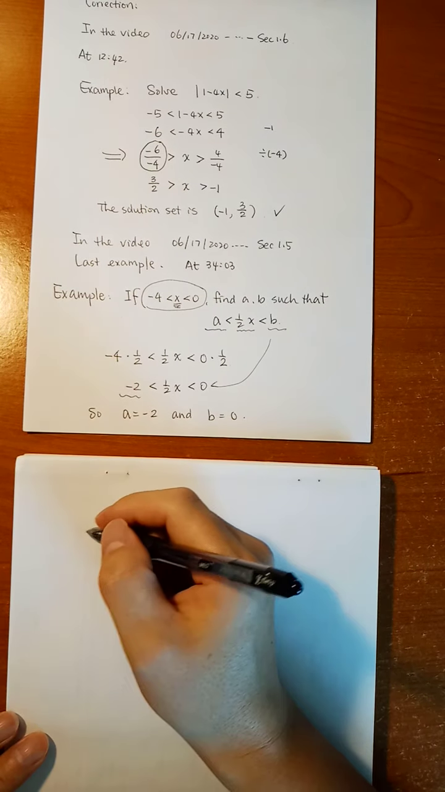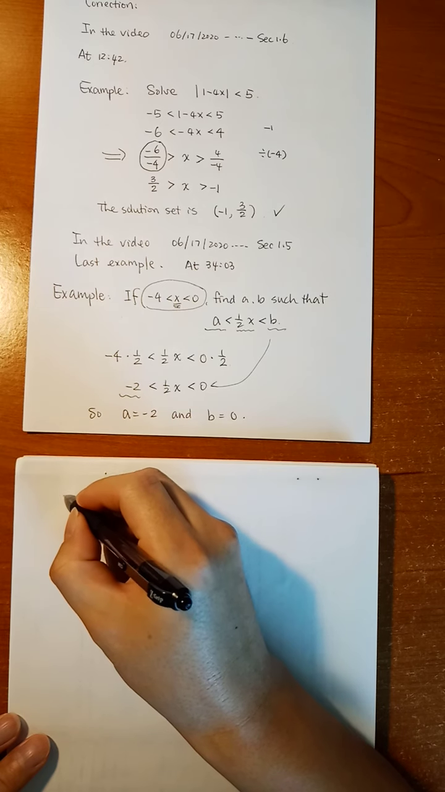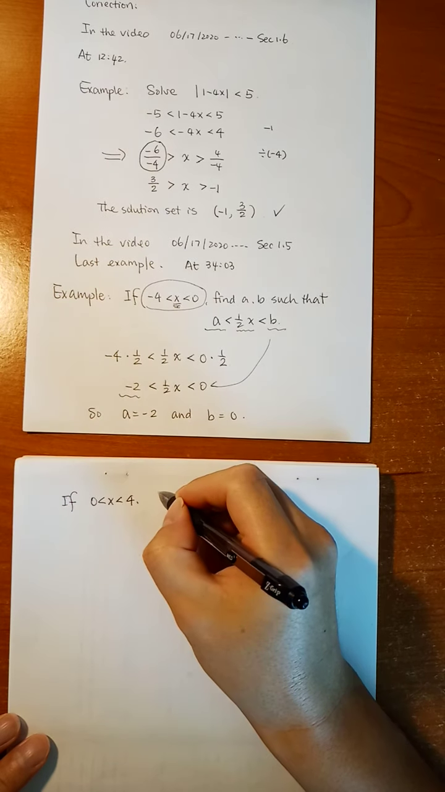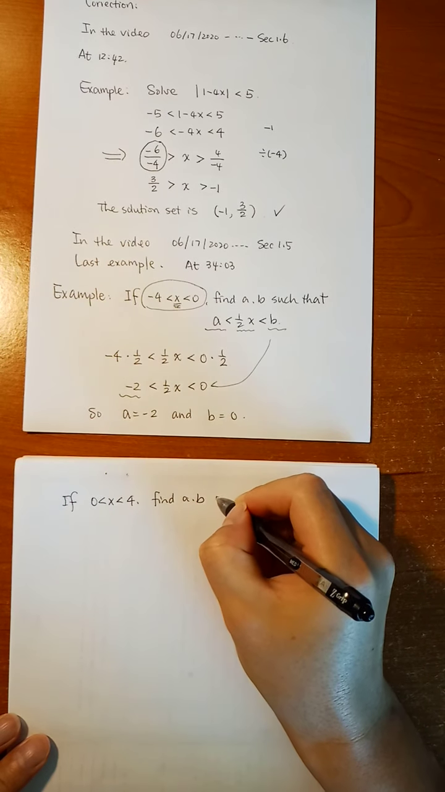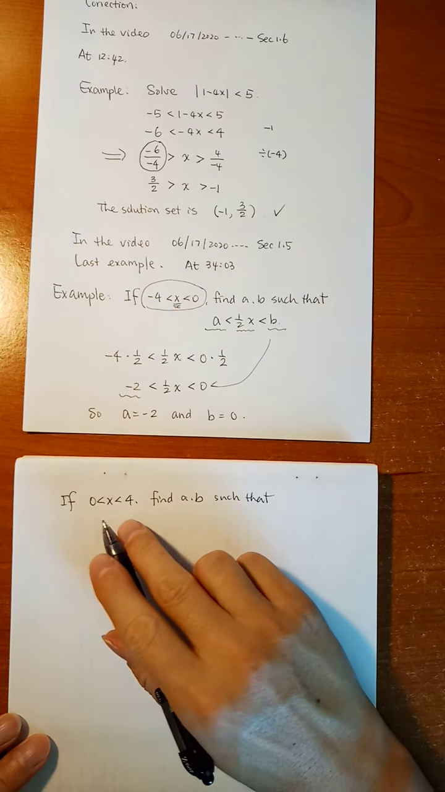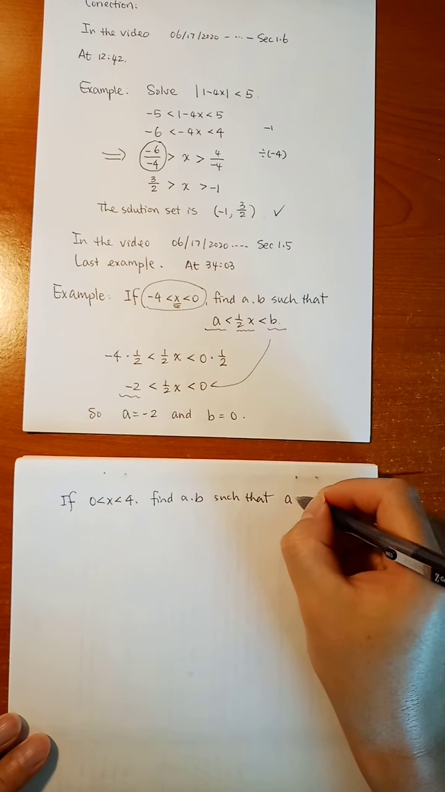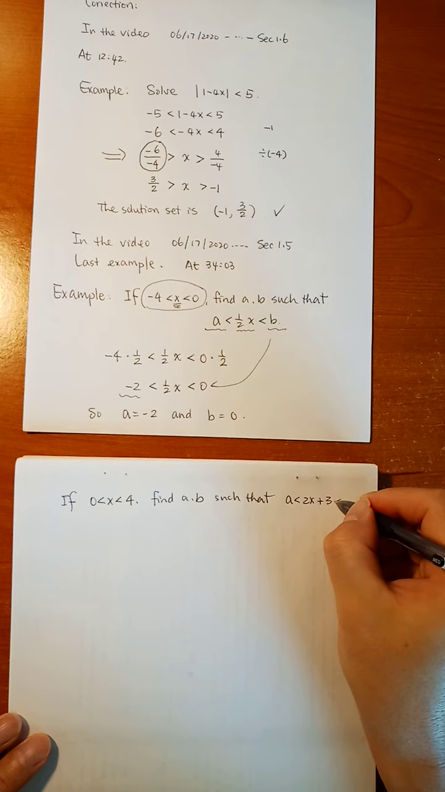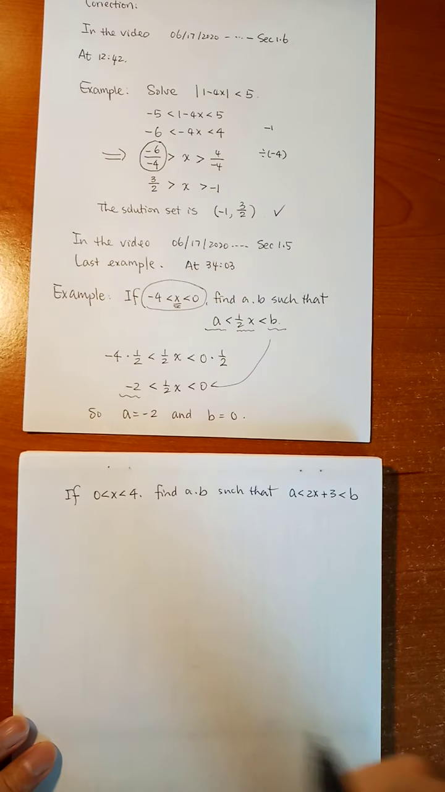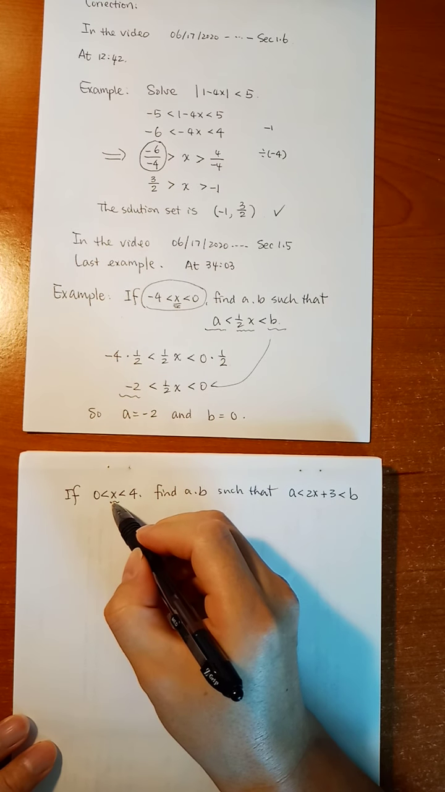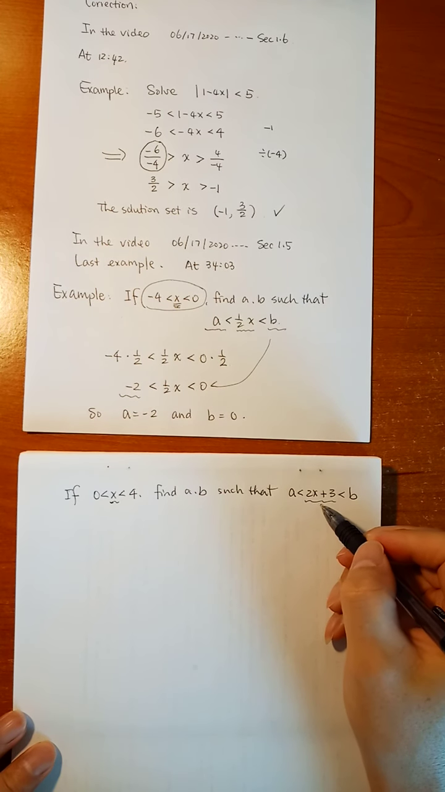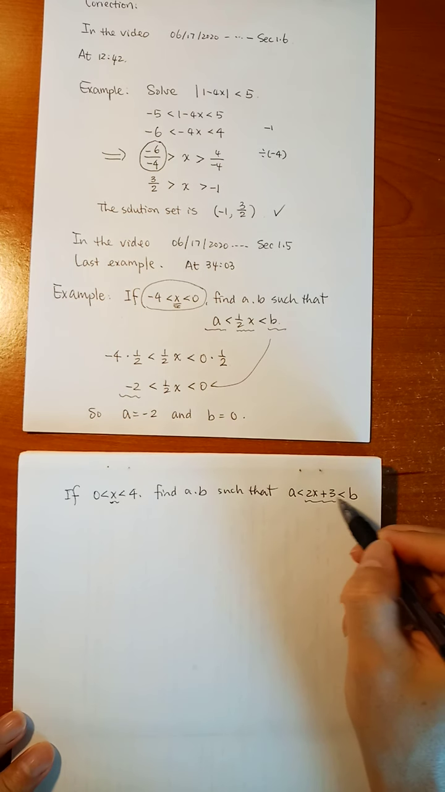For example, if 0 less than x less than 4, do the same question, find a and b such that a less than 2x plus 3 less than b. Okay? So here the target middle term is 2x plus 3. We're going to do manipulation or algebraic operation so that we can get 2x plus 3. How do we get 2x plus 3?